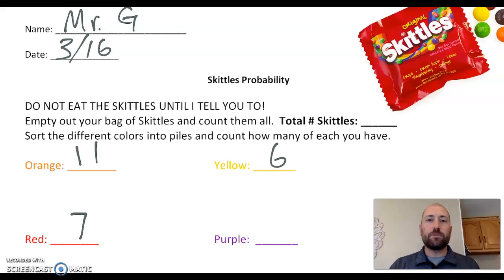Hey guys, welcome to our first video lesson. Today we're going to be doing Skittles probability. This is independent versus dependent probabilities.